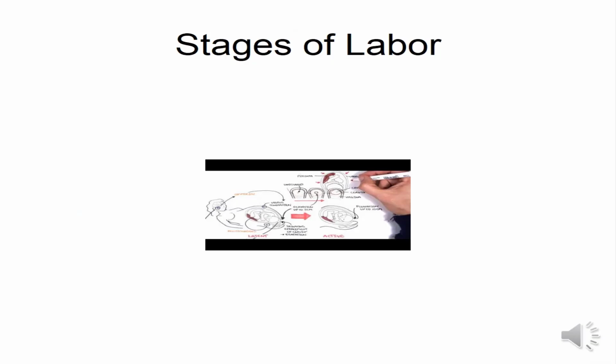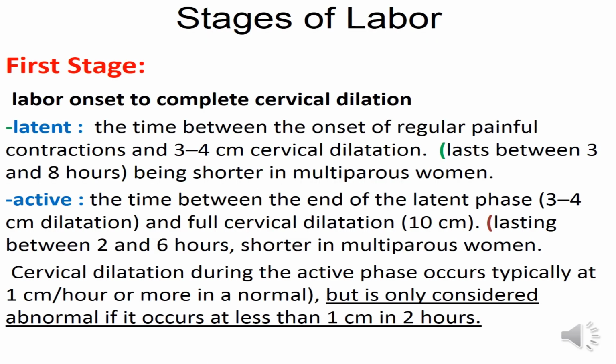About stages of labor. From the onset of labor to complete cervical dilatation, divided into latent and active. Latent is the time between the onset of regular painful contractions and 3 to 4 cm cervical dilatation, which lasts between 3 to 8 hours, being shorter in multiparous women.